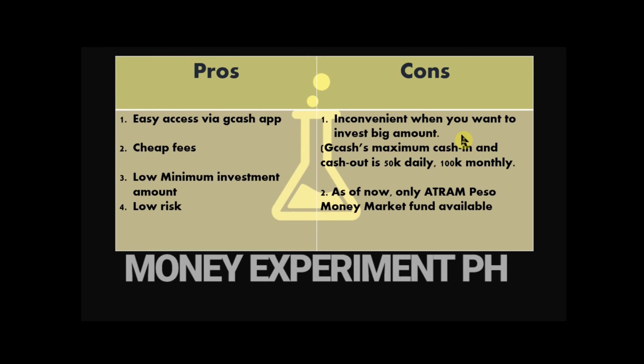For cons, it is inconvenient when you want to invest a big amount. It is because GCash maximum cash in and cash out is 50,000 pesos daily, 100,000 pesos monthly. So if you'd like to invest 1 million pesos, for example, it will be hard because you would need to consistently do the transaction for several months due to cash in and cash out constraints. Number 2, as mentioned earlier, only ATRAM Peso Money Market Fund is available. I hope in the future there will be other kinds of investment options.